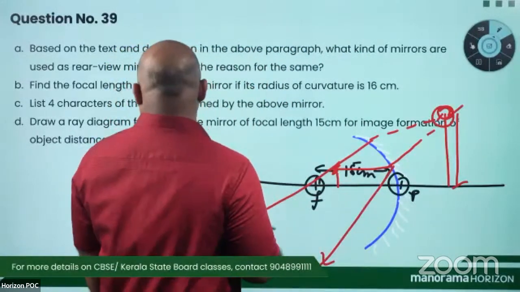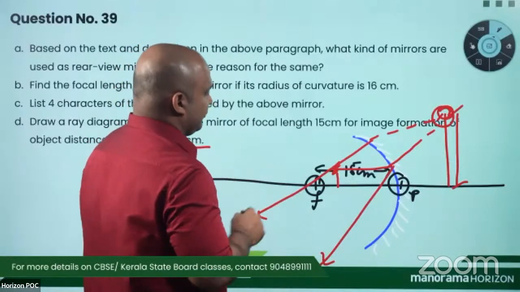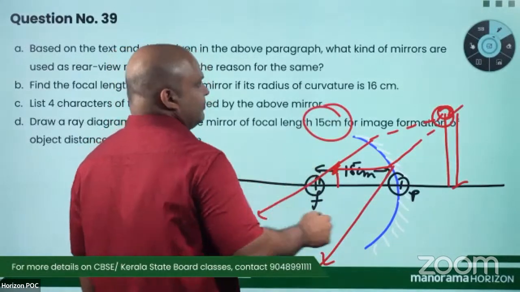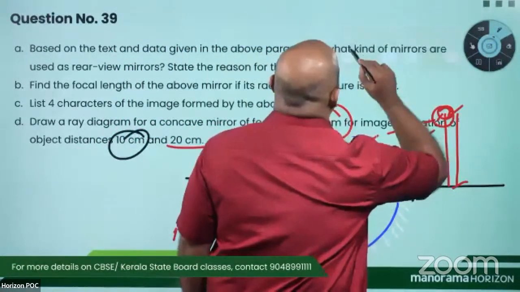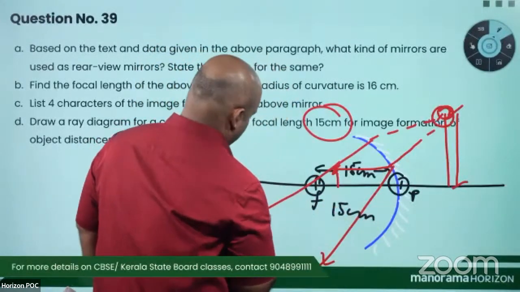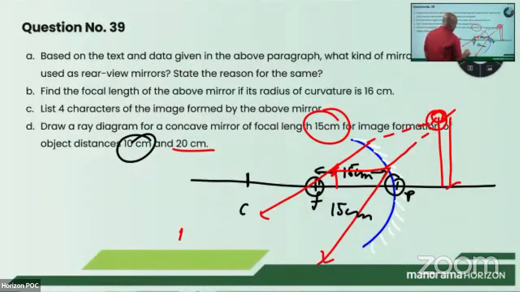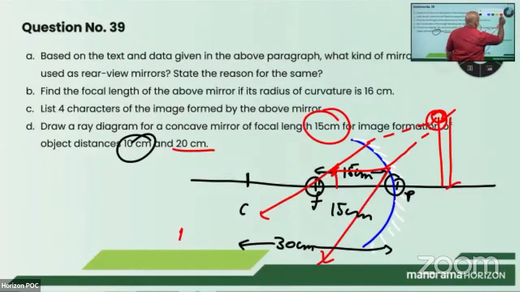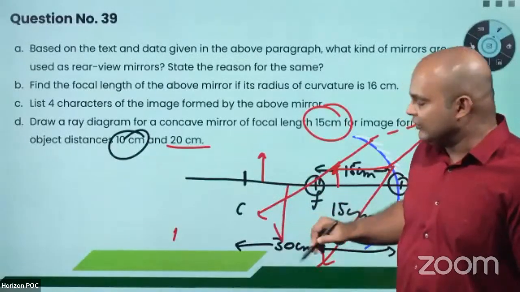For the next case, we have an object at 20 centimeters. So the focal length is 15 centimeters. That means, here, this is 15 centimeters. The center of curvature will be double the focal length, that is 30 centimeters. So the object is placed somewhere here, between the center of curvature and the focal length. So this is the object. For this particular case, you are going to have a magnified image, which is formed in front of the mirror. So it's a real image, and it will be inverted.